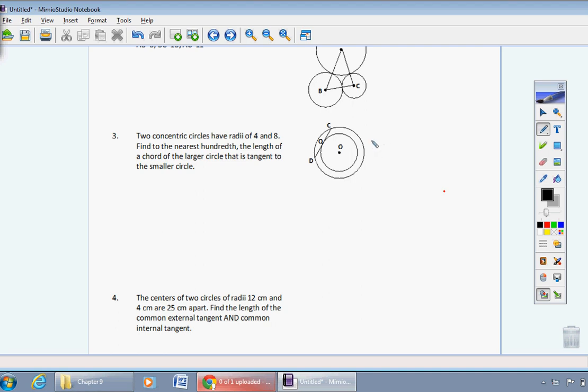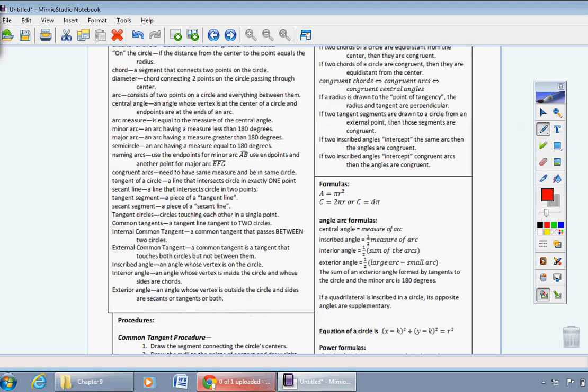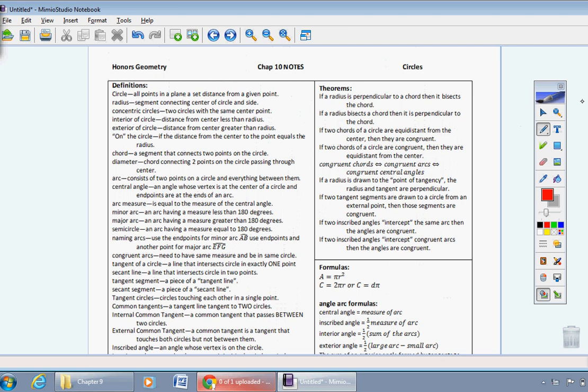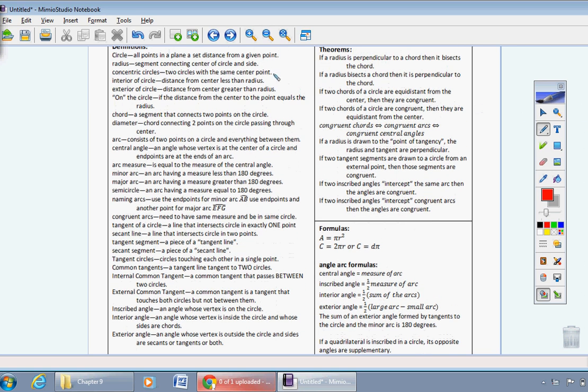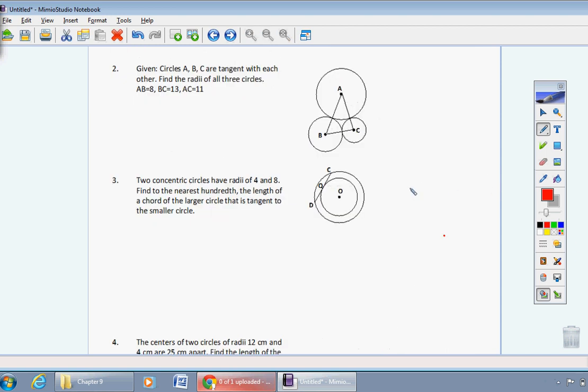Problem 3 says two concentric circles have radii of 4 and 8. Let's draw in the radii. Well, first of all, before we do that, let's look at what exactly a concentric circle is. We can find this in our vocab up here. Concentric circles are two circles that have the same center point. In other words, it's really a circle within a circle.